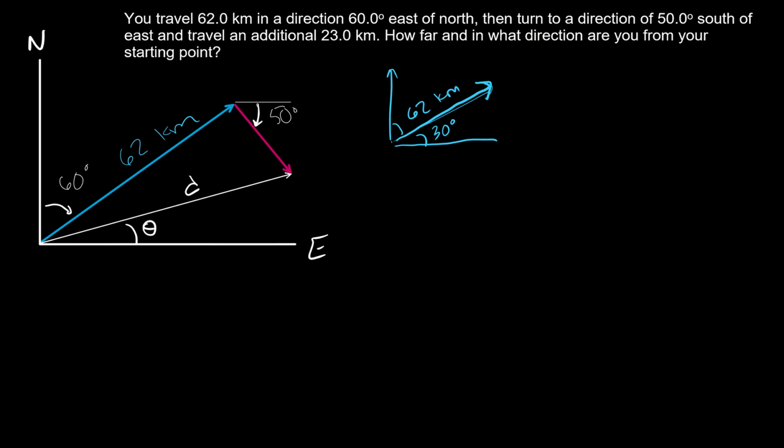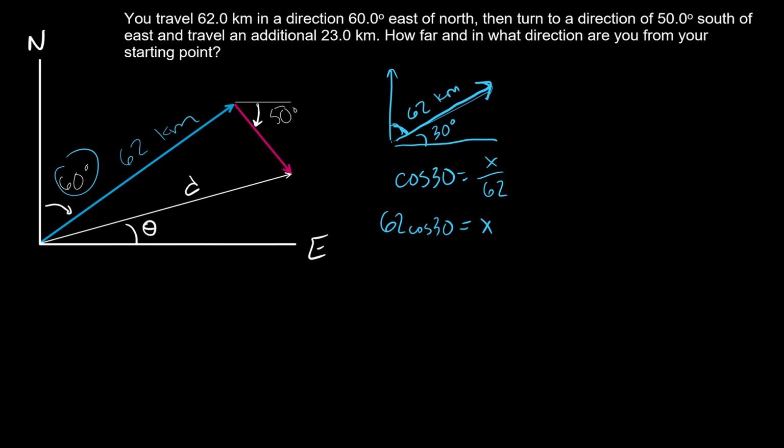I like being consistent with doing angles from horizontal because then the x component of your vector is always cosine and your y component is always sine. You can use sine here if you use that 60-degree angle. I know that this whole angle here is 90 degrees. If this is 60, then this is a 30-degree angle from due east. So the x component of this 62 kilometer vector I can find with cosine. Cosine of 30 equals x over 62, so that x component is going to be 62 cosine 30.